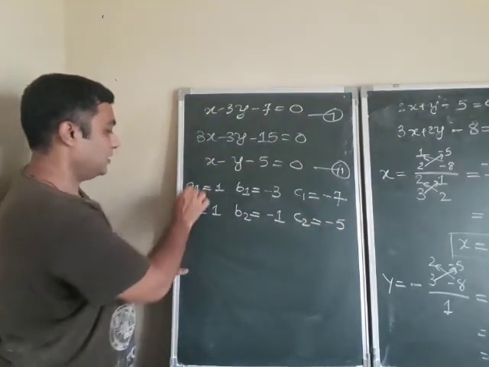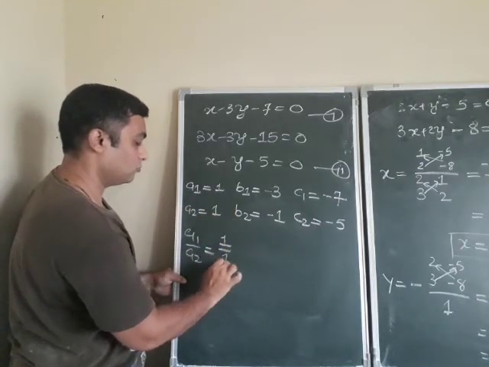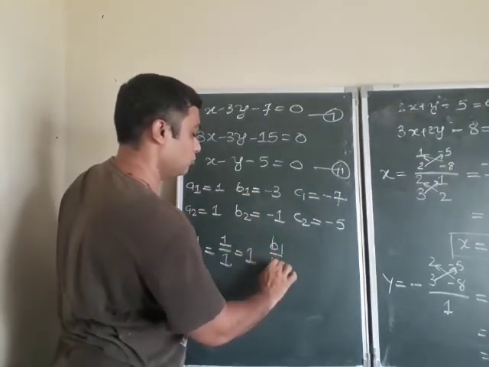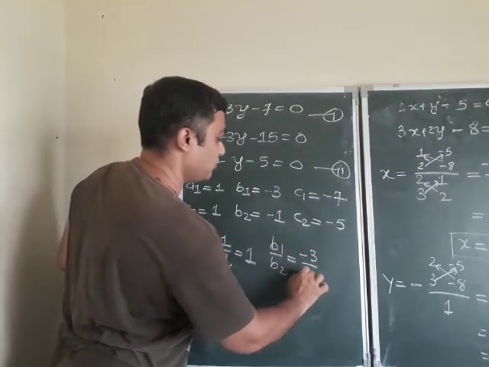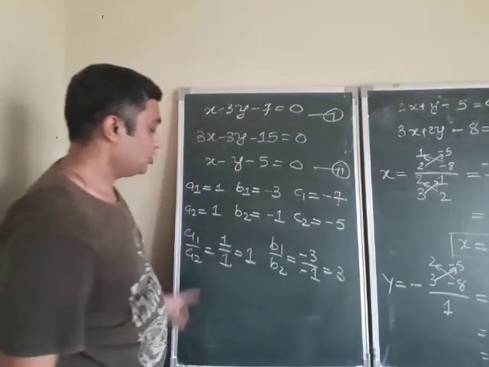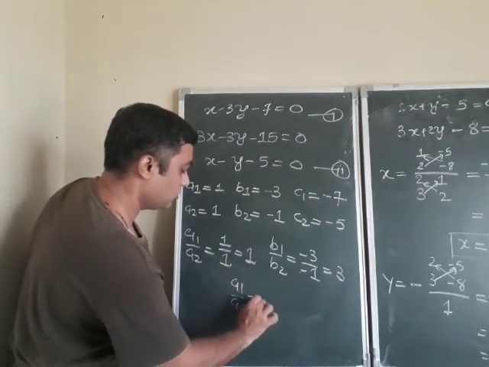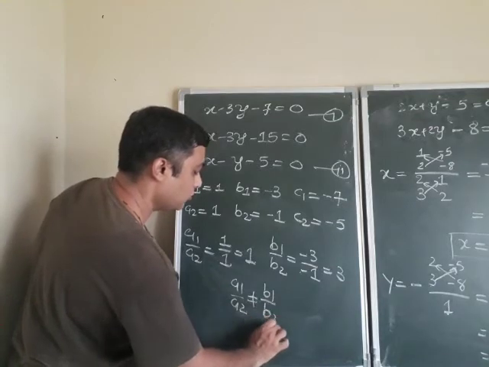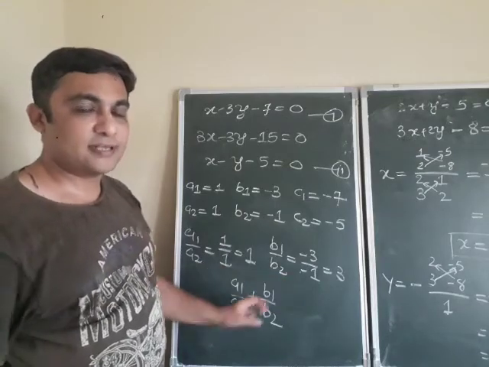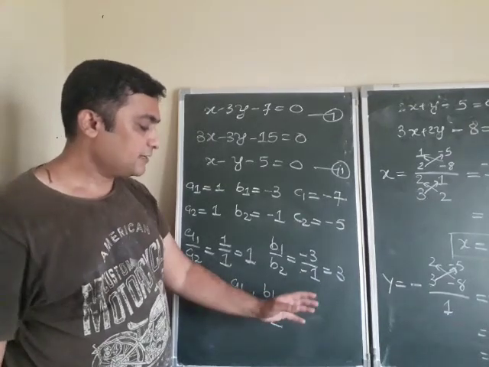Fine. Now check. a1 by a2 is equal to 1 by 1, and it comes to 1. b1 by b2 is minus 3 upon minus 1, that is 3. So a1 by a2 is not equal to b1 by b2. Hence it has a unique solution because the lines are intersecting. Fine. So write down the statement: lines are intersecting and it has unique solution.